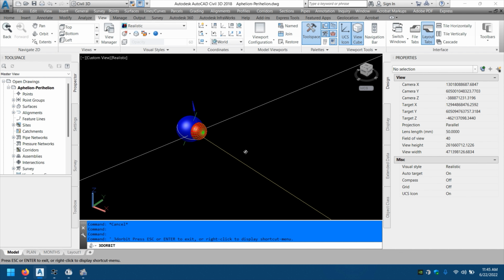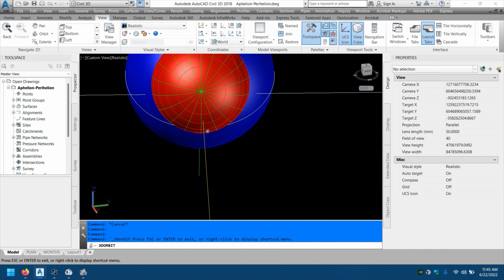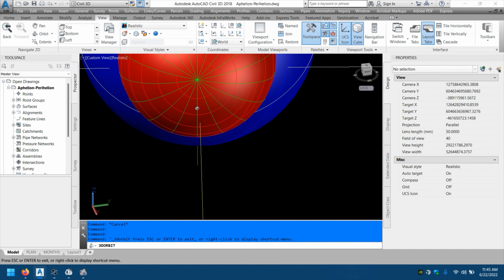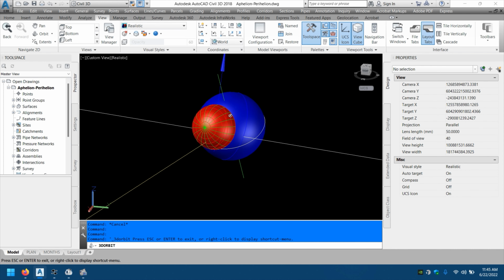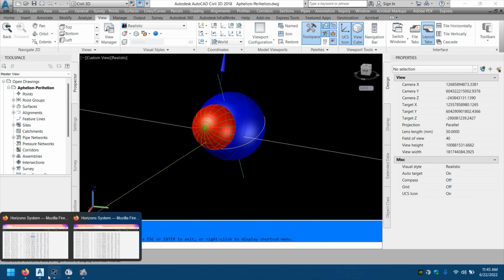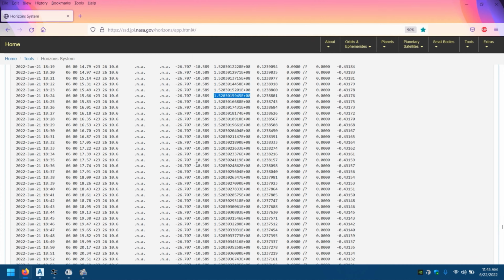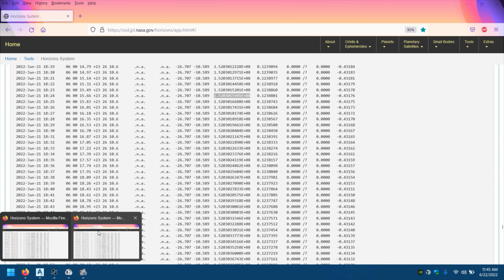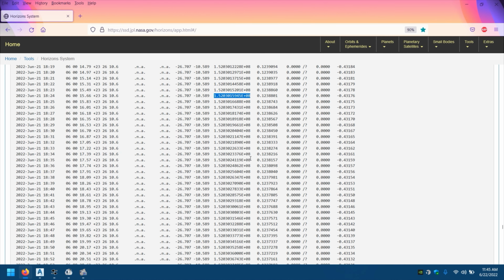Oh, I need to rotate it. So we can tell I need to get this line right here, so it's rotated. So I gotta rotate it so it's 180 degrees to that line. See how it says 100 degrees south right here? So I gotta rotate it.